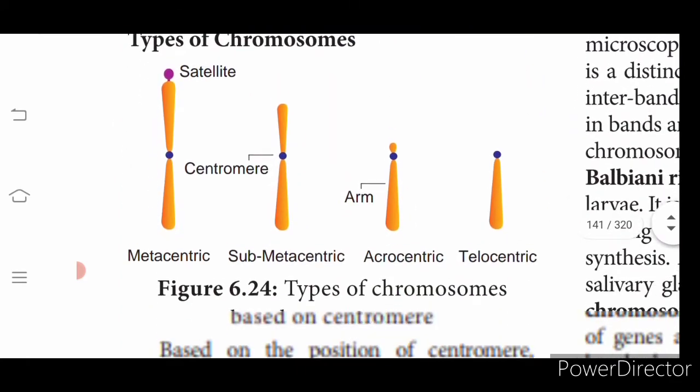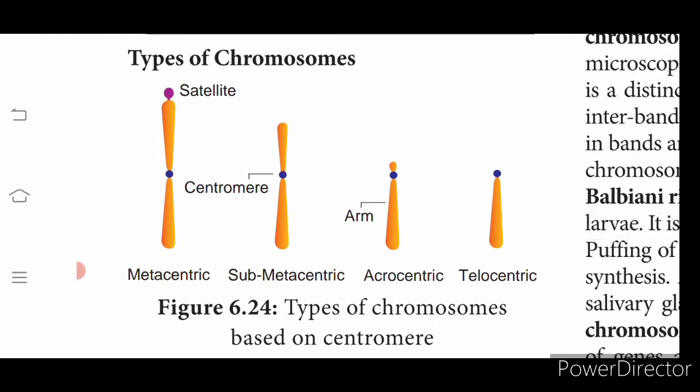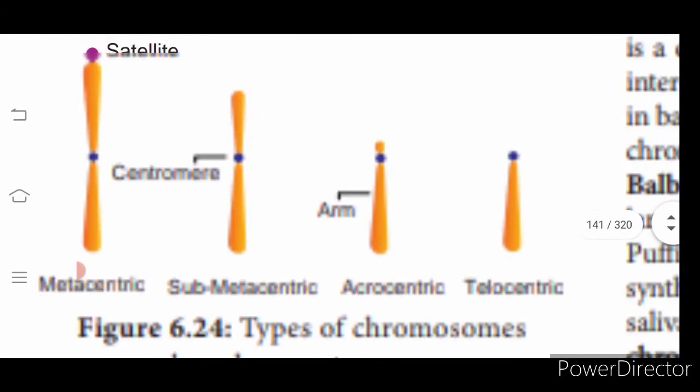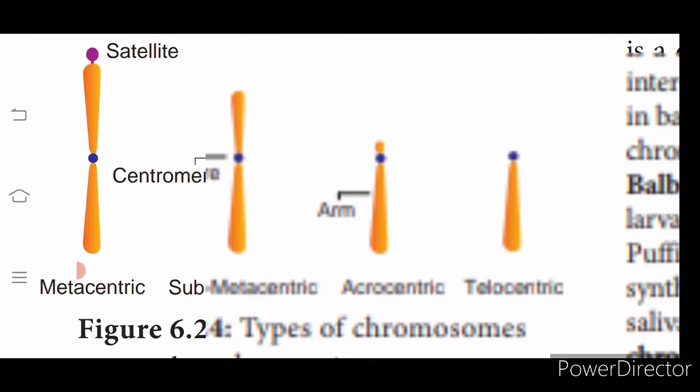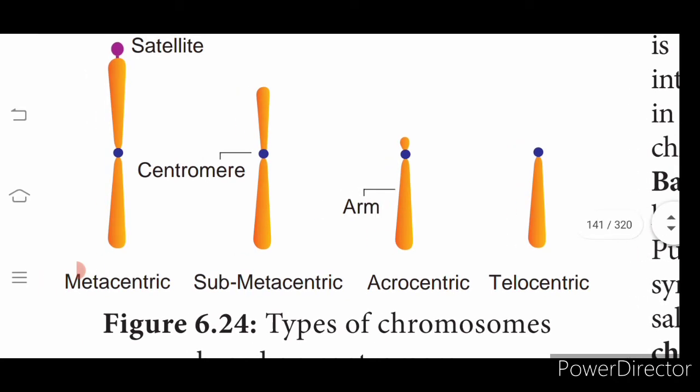Okay, so the types of chromosome based on the position of the centromere. See here, whichever is given in blue color is a centromere. If it is present at the tip, it is called telocentric. If it has the small arm on top, that is called acrocentric.